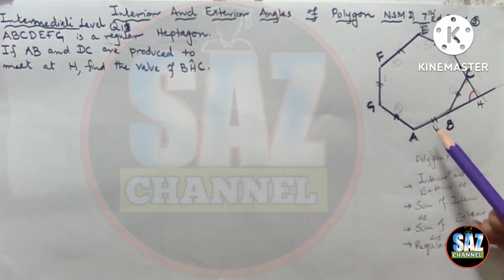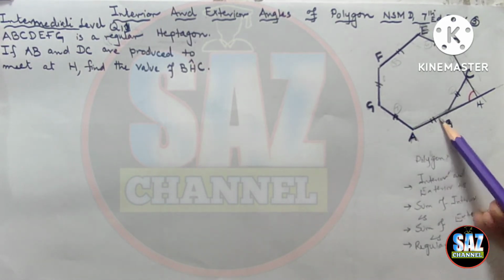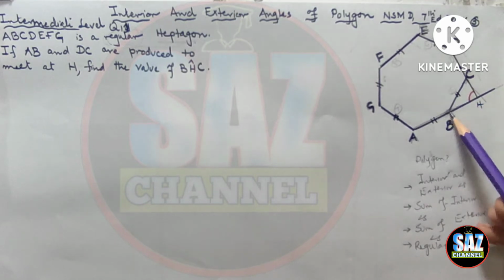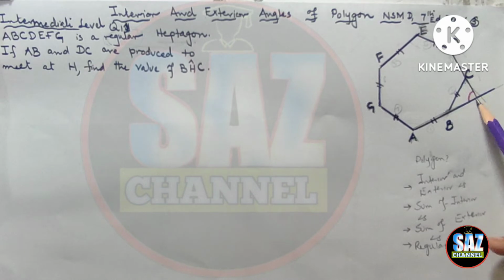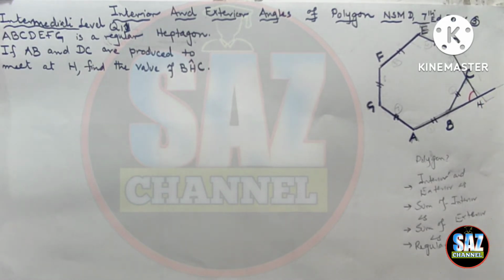Now, students, what has happened is that when I am extending, producing, the AB side and CD side, they are meeting each other at one point, and that point is marked with the letter H, and we have to find the value of angle BHC.